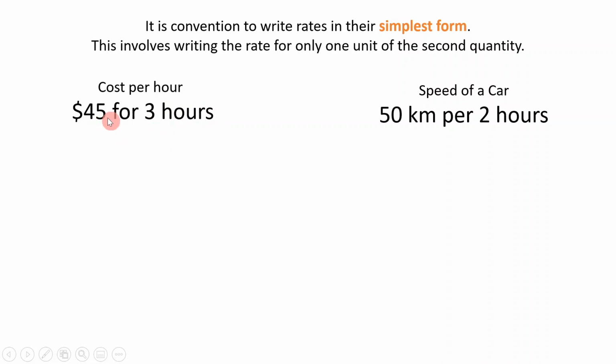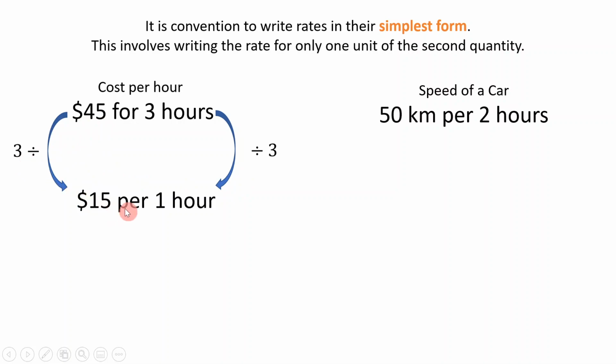So in this example, $45 for 3 hours, if we're going to simplify this, we want this second quantity to be 1 unit. So that means we want it to be 1 hour. So if I'm going 3 hours to 1 hour, what am I doing? I'm dividing by 3. Whatever I do to one side, I must do to the other side. 45 divided by 3 is going to be $15 per hour. Now, another distinguishing thing about how rates are written is we put a slash in. So this is $15 per hour. That's how you would say it, $15 per hour. So we put that slash in there.